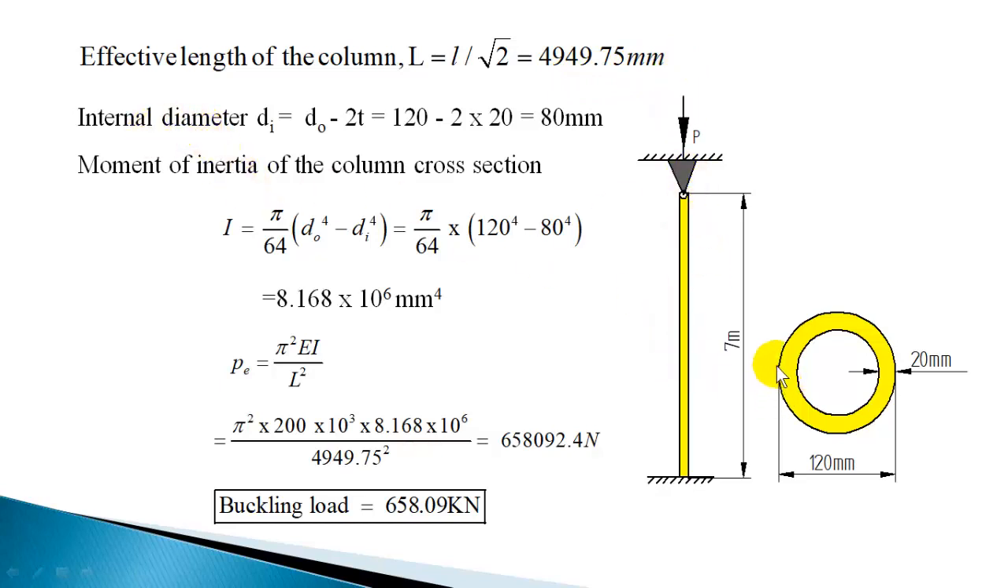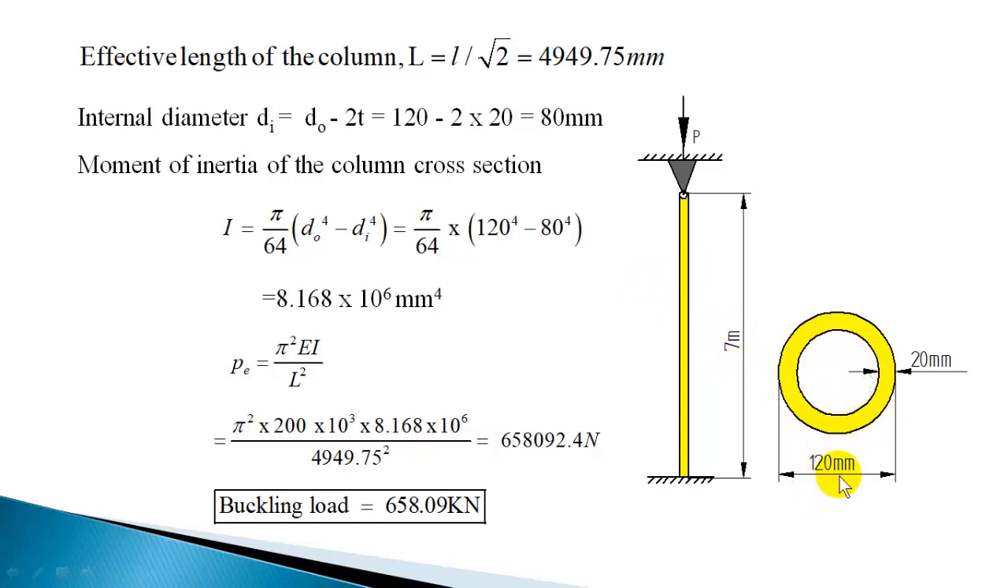Now outer diameter is given as 120 mm. So you have to reduce the thickness on either side to get the inside diameter. So outer diameter minus 2t will give the inside diameter. Outer diameter minus twice thickness will give the value of inside diameter as 80 mm. Now this is a hollow section, so outer diameter is given, inside diameter is given.